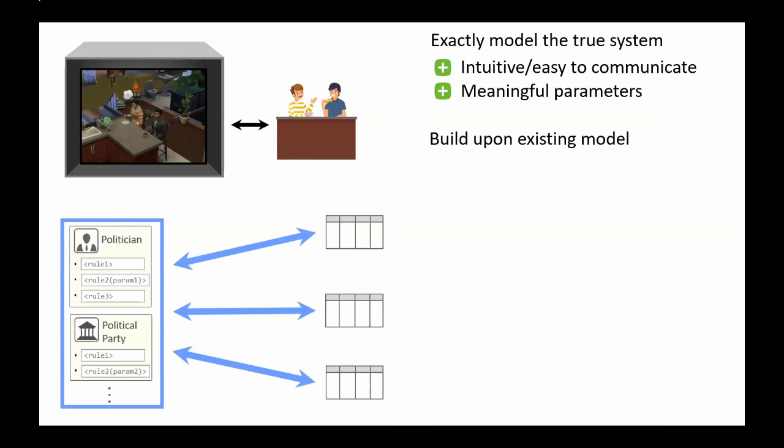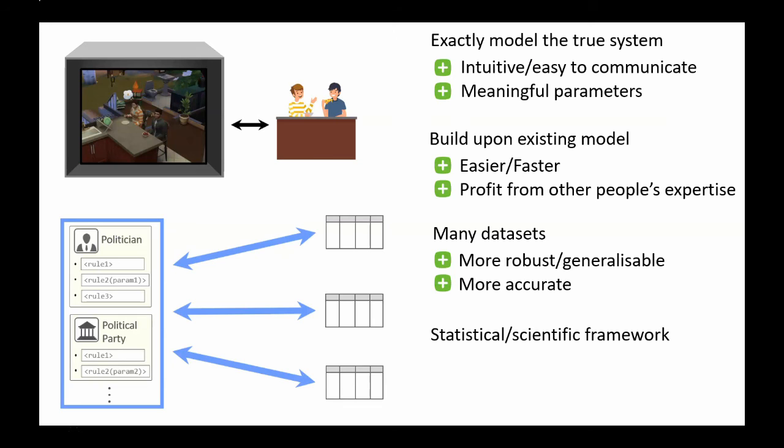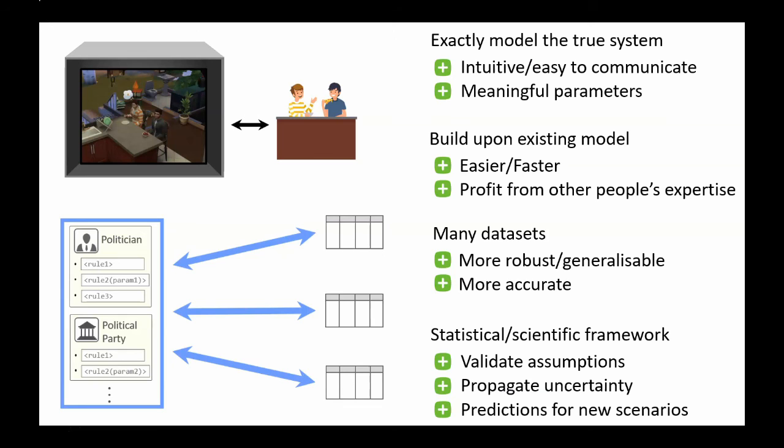Building upon an existing model has the advantages that it is easier and faster to make, and that we can profit from other people's expertise. The model is trained on many different datasets, which makes it more robust, generalizable, and more accurate. Finally, the platform was designed as a complete, scientifically rigorous framework that allows us to validate all assumptions, propagate uncertainties using Bayesian statistics, and make predictions for new scenarios.